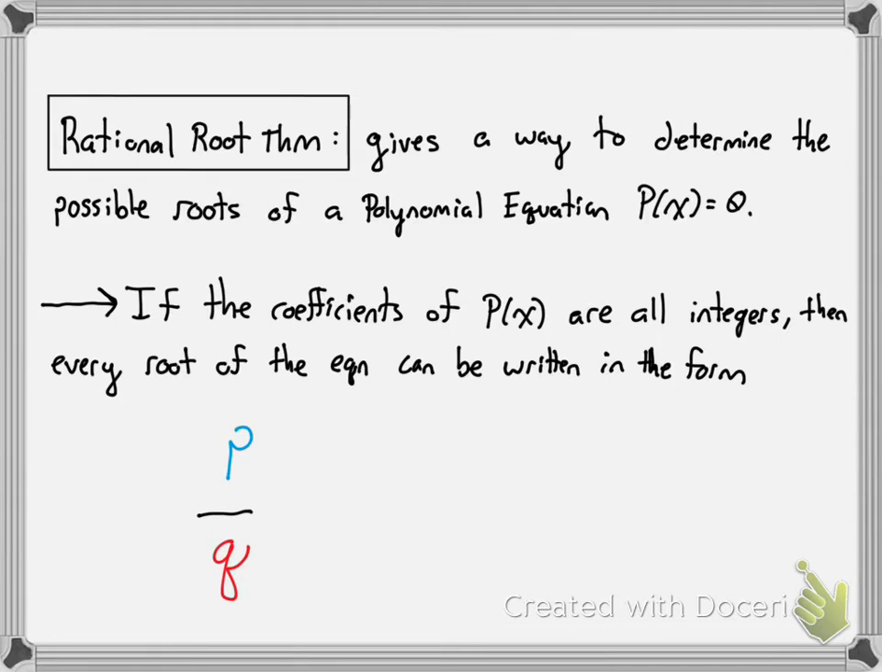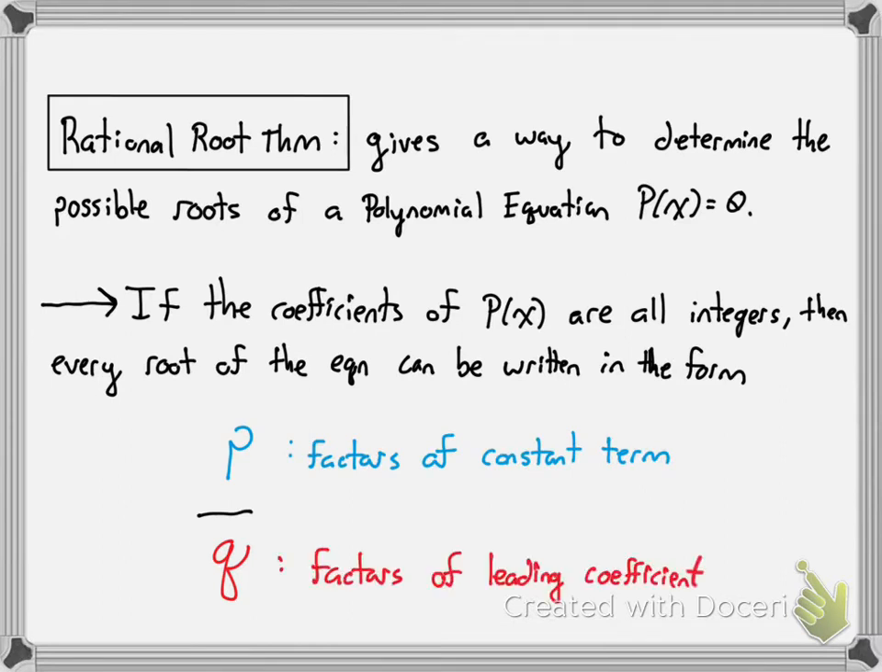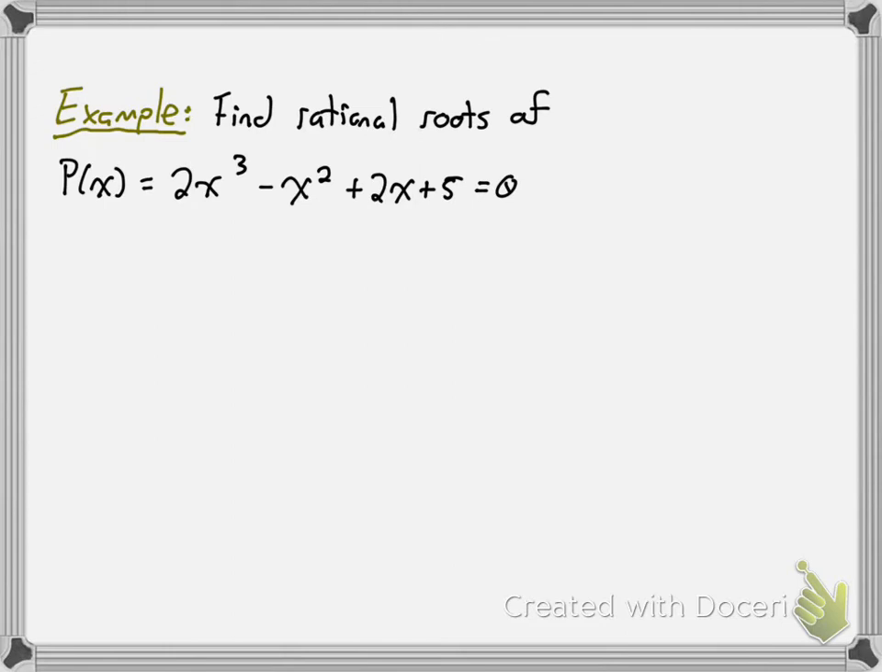And what p and q represent here is that p is all the factors of our constant term, and q is all the factors of our leading coefficient. So let's look at an example, and this might make a little bit more sense. Here I want to find all of the rational roots of p of x equals 2x cubed minus x squared plus 2x plus 5 equals 0. So I want to find all of my p over q terms.